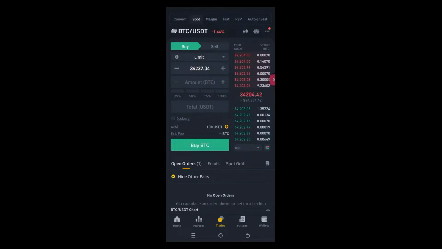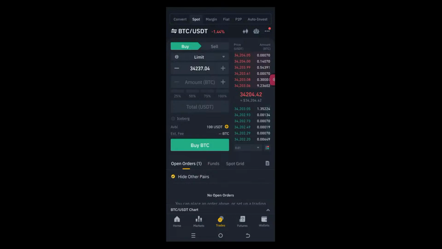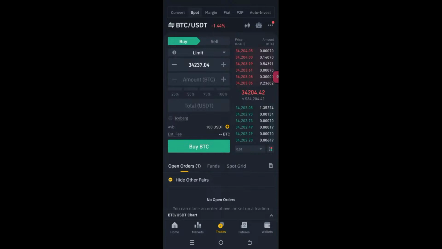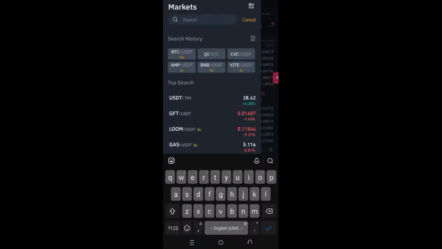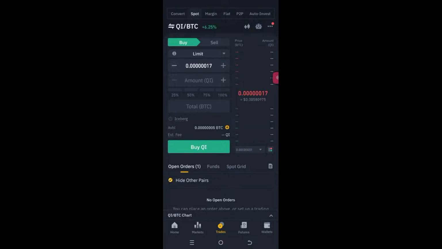Let's start with triangular arbitrage. We're currently on BTC USDT. The starting point is, what is triangular arbitrage? I'm going to choose one of the coins here as an example to demonstrate it. Triangular arbitrage just means you're taking advantage of disruptions in the market, the imbalances, and you're profiting from them.